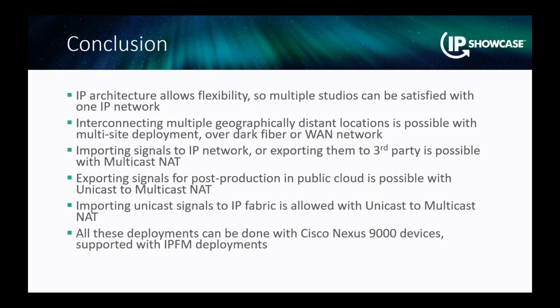Interconnecting multiple geographically distant locations through multi-site deployment, importing signal from a stadium or exporting it to the public cloud. You can do that as well. And transporting signal, converting them from unicast to multicast, that's also something you are capable to do with IP infrastructure. And everything which I mentioned, all of the use cases are supported with Cisco Nexus 9000 switch family and IPFM deployment. So be aware of that.